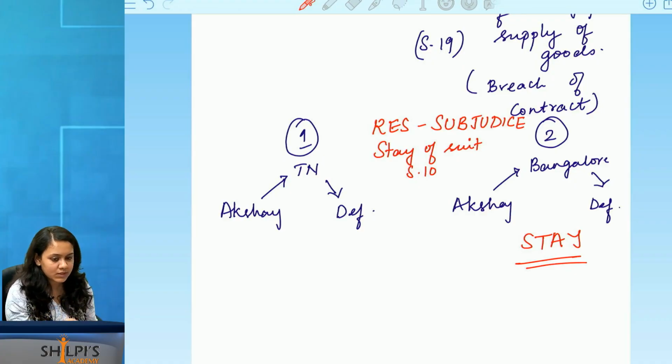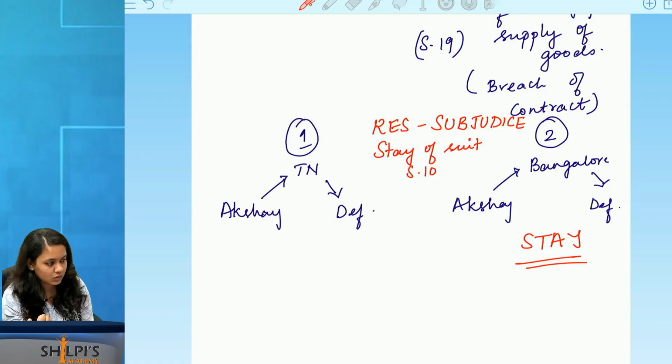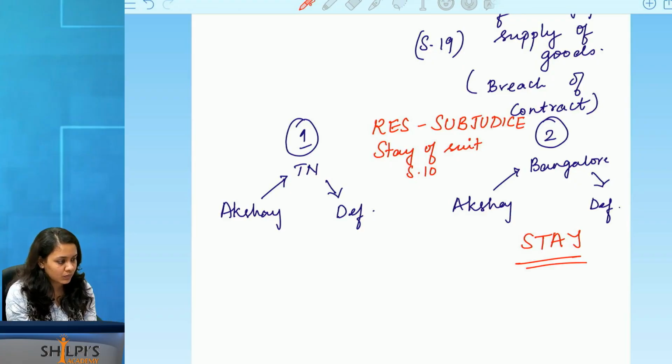So what are the basic requirements of this section 10? Same cause of action, same parties to the suit, but two different courts. There is one former suit or the first suit, and there is a subsequent suit or a second suit. You have to put a stay to the subsequent suit while the former suit is being heard. Following?